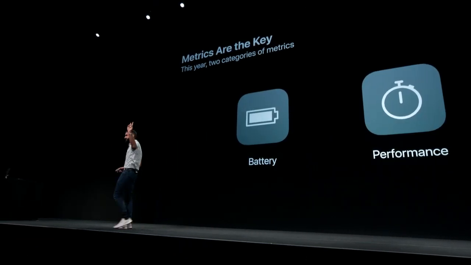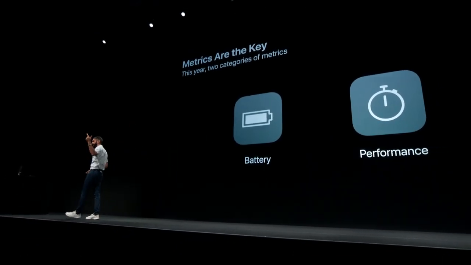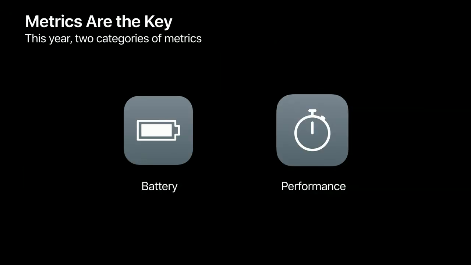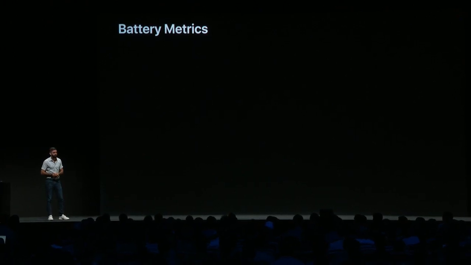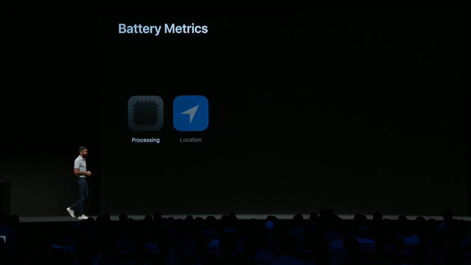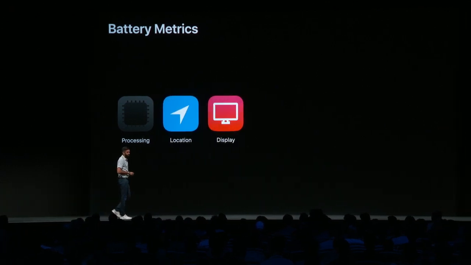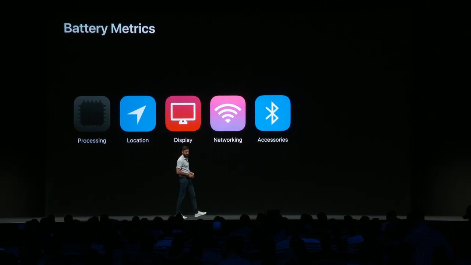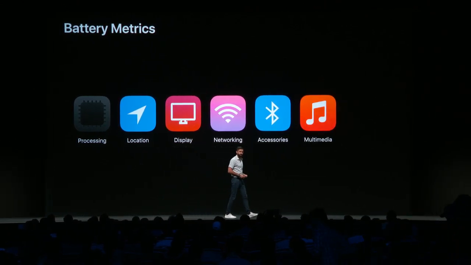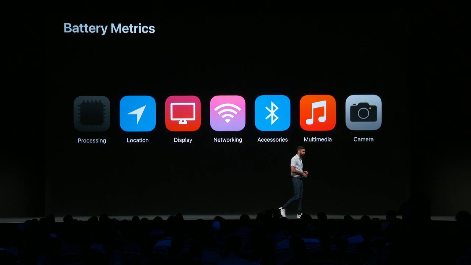This year, we're providing two sets of metrics, battery and performance. Who would have guessed? Starting with the battery metrics, we're providing a really great set this year that are going to help you quantify your impact on battery life. Processing, location, display, networking, Bluetooth and accessory metrics, multimedia metrics, and camera metrics.